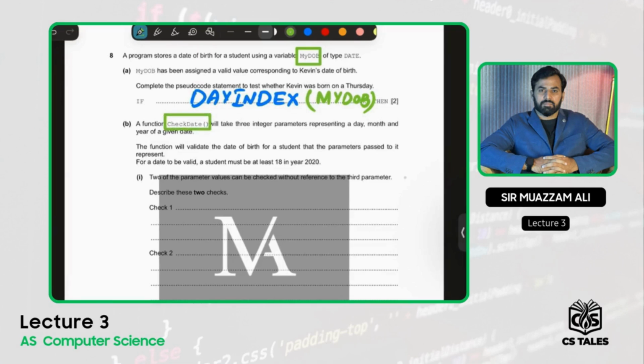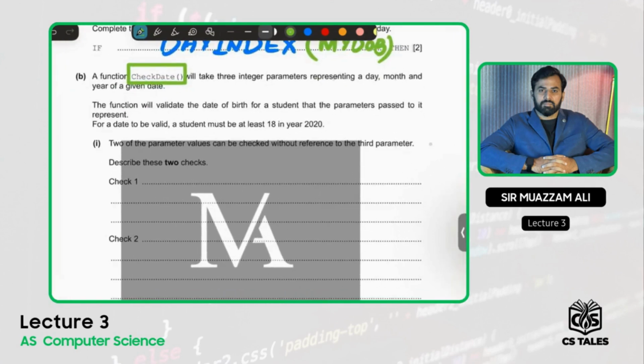The function will take 3 integer parameters representing the day, month, and year of a date. It is asking about a date of birth. The function validates the date of birth of a student, with the parameters passed to it. For a date to be valid, a student must be at least 18 in 2020.